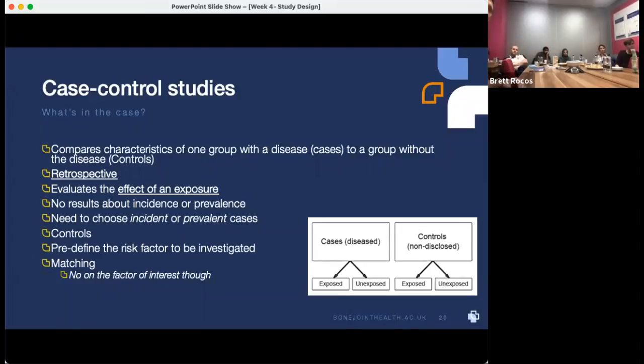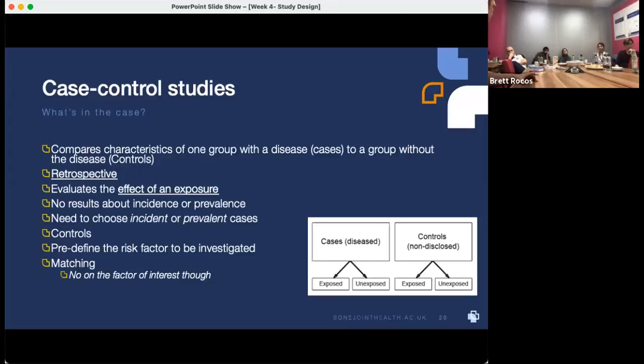That's what incident and prevalent is talking about. We'll skip over that slightly. You need controls with these, so you need to try and match patients with the disease with similar patients without the disease to work out what's different between them. That can be quite tricky and quite labor intensive. And you have to be careful how you match them, because if you match them for the factor that might cause the disease, then suddenly you can't detect that difference.